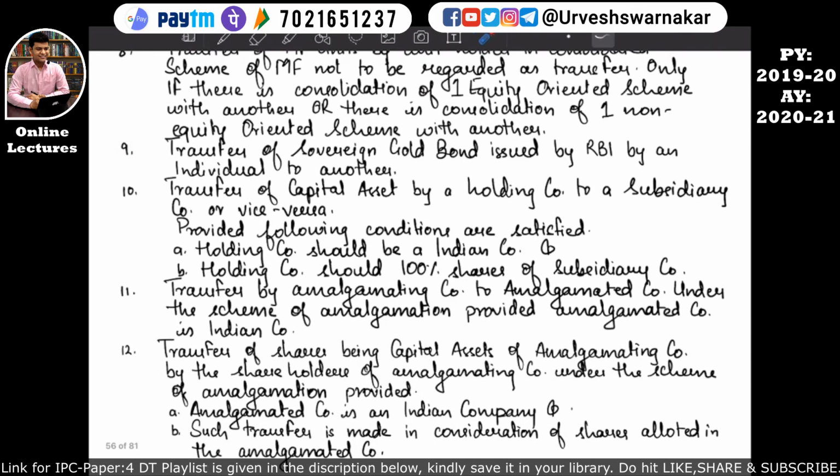Point number 9 says that transfer of a sovereign gold bond issued by RBI by any individual to another will not be considered as transfer. I hope this is quite clear. So let's understand point number 9. What does point number 9 say? Transfer of a sovereign gold bond issued by RBI by any person to another person will not be considered as transfer.